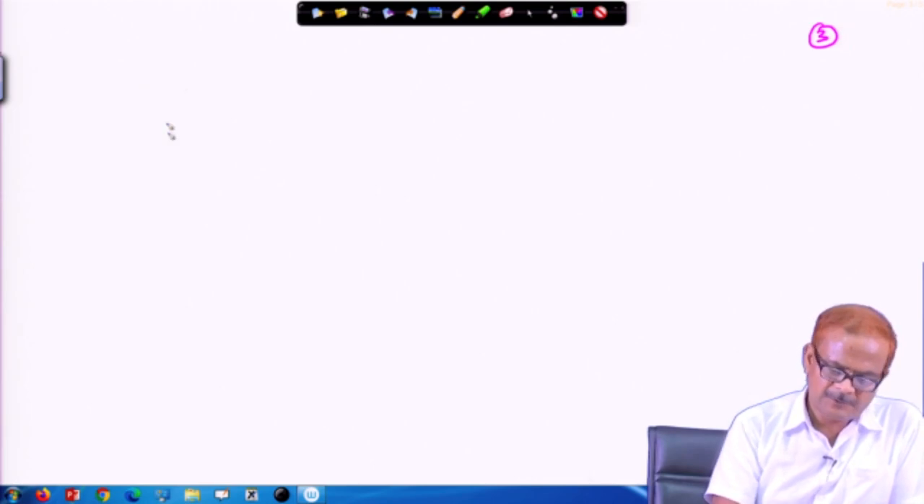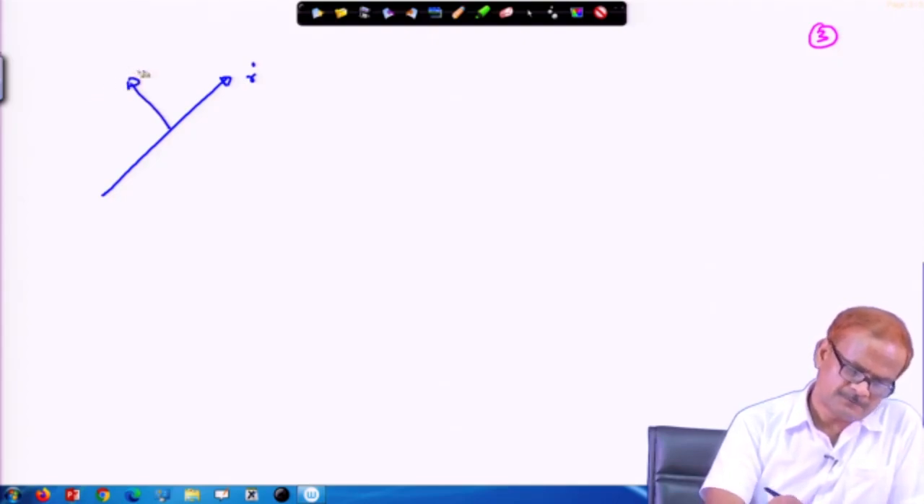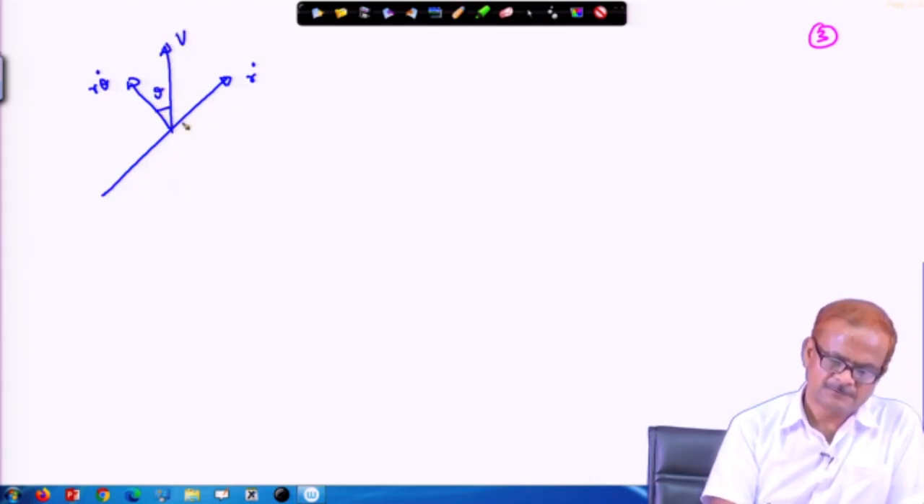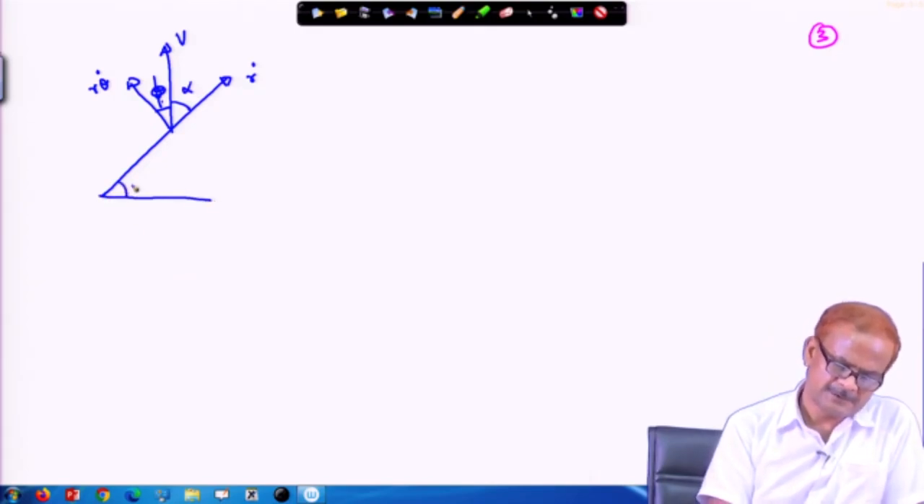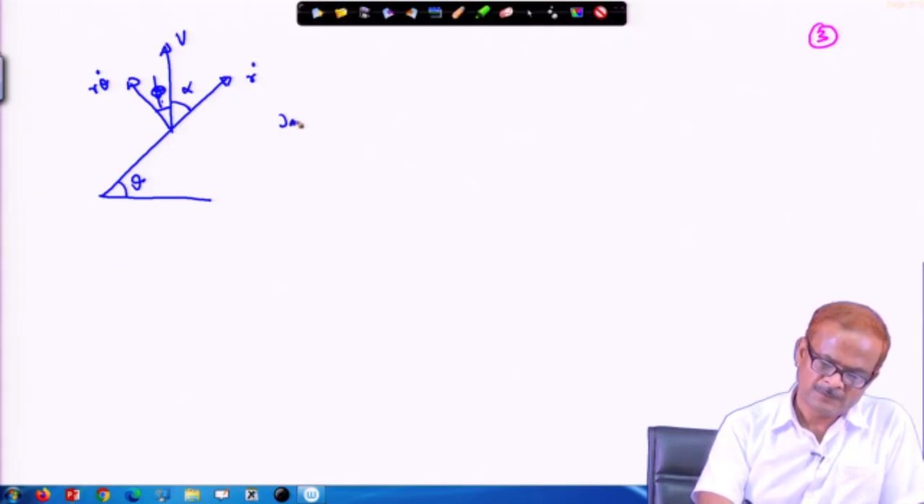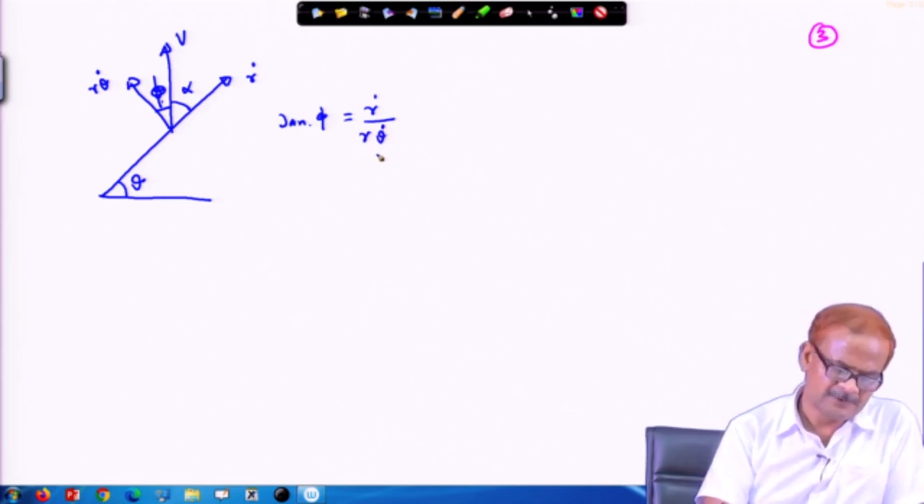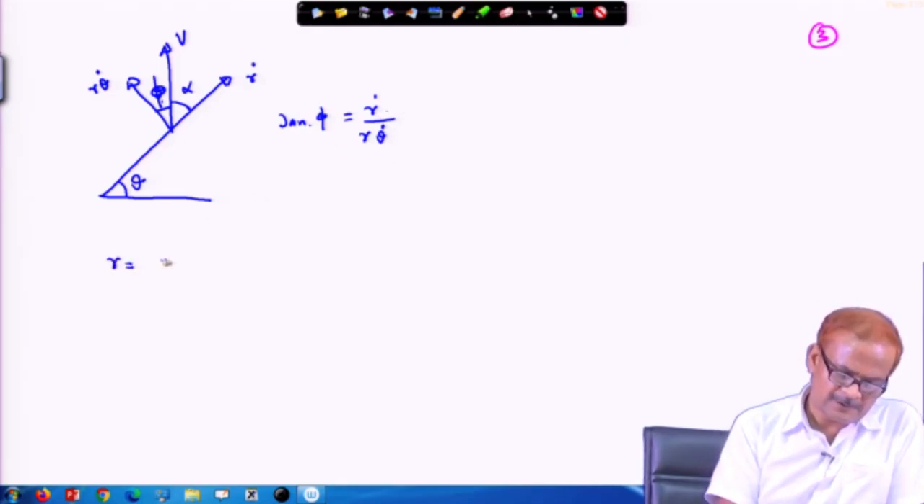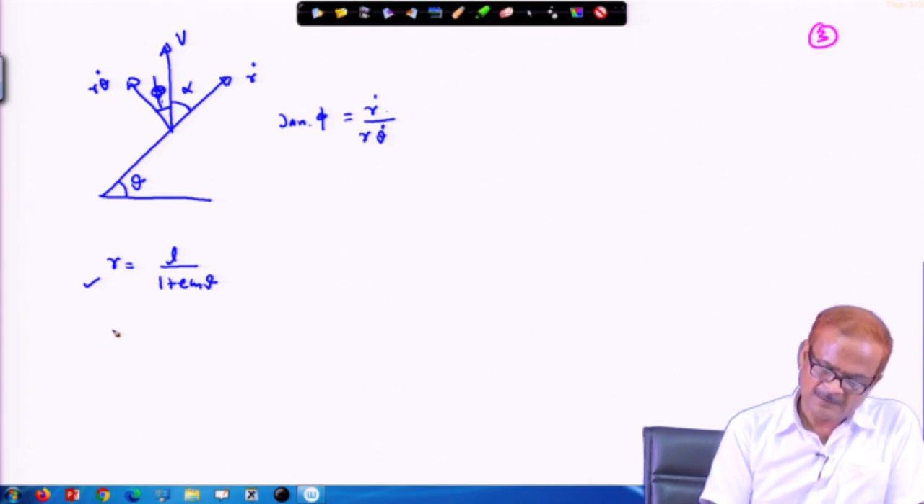So, here quickly we will look into this point, and this is nothing but a recall from the previous session. This is the r theta direction. So, r theta dot is here in this direction, this is V, and somewhere this is theta. Phi we have written here. This is your flight path angle, this angle we have indicated as alpha, and this angle is your theta angle. So, tan phi is written as r dot divided by r theta dot, and this we have derived also. From r equal to l by 1 plus e cos theta, directly we get r dot, and theta dot comes from h by r square.